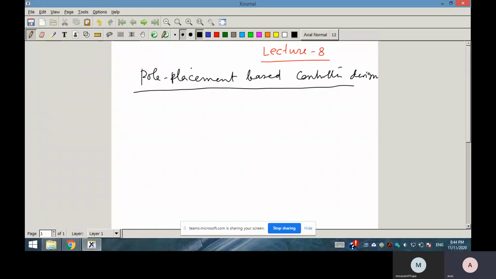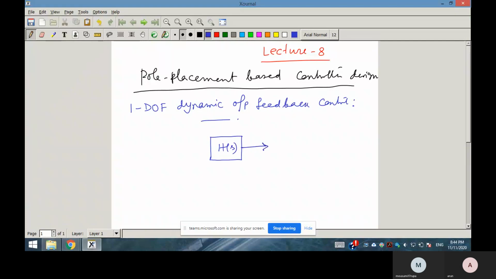So the first one I will consider is 1 degree of freedom, dynamic output feedback control. Okay, so this is the feedback configuration that I will be using. Why it is called 1 degree of freedom, that also I will be discussing. So this is the feedback diagram.